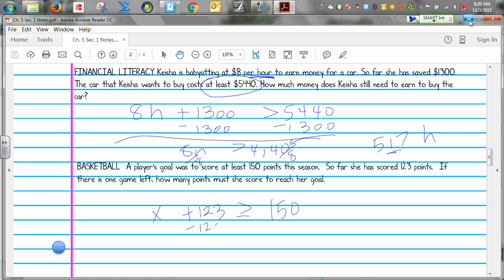We're good. Subtract 123 from both sides. Now, if she scores over 27, is that okay? Sure, she's met her goal then, right? So the least amount she can score is 27 points to get to her goal. Anything less than 27, it's not going to work.